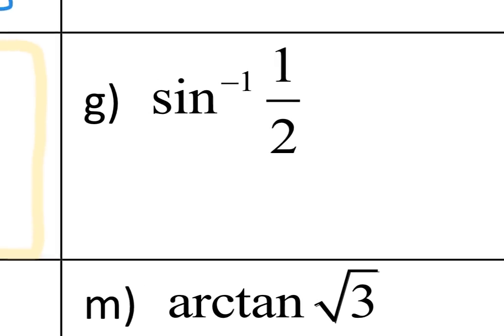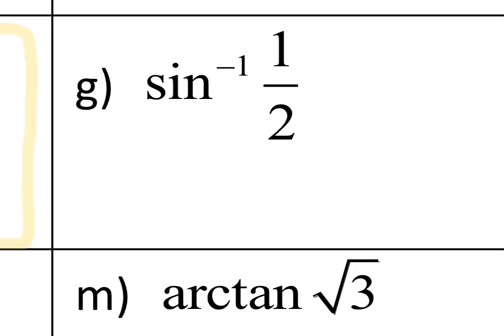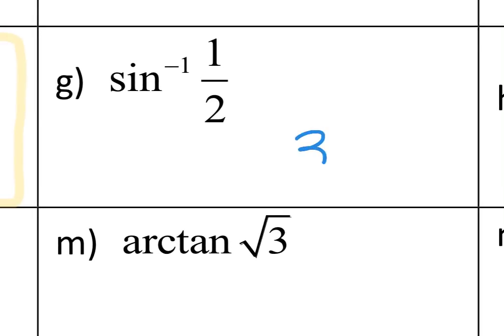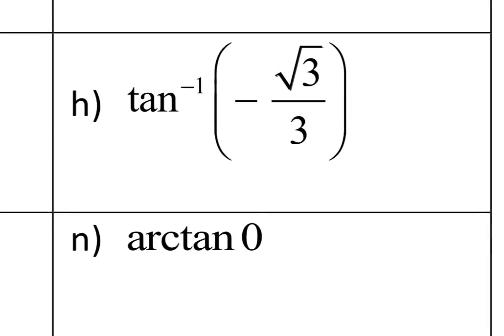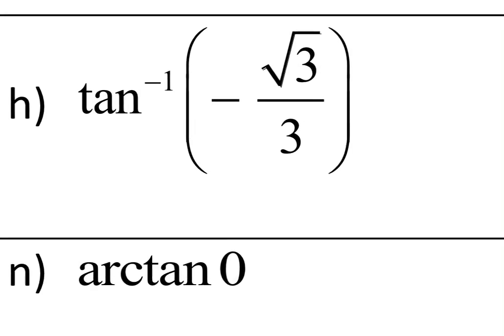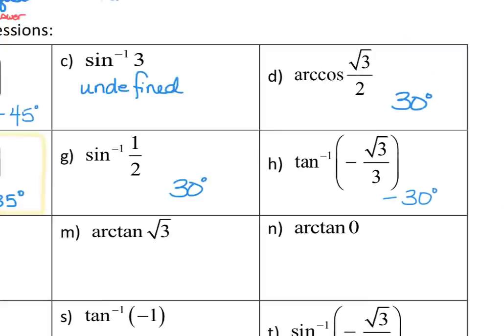In letter G, you're asking yourself what angle would make sine equal to 1/2. So sine inverse of 1/2 is 30 degrees. In letter H, again, you have a negative input into inverse tangent, which means that your answer is going to be a negative angle in the fourth quadrant. And so if it were inverse tangent of positive radical 3 over 3, your answer would be positive 30. And so in this case, your answer is going to be negative 30 degrees.